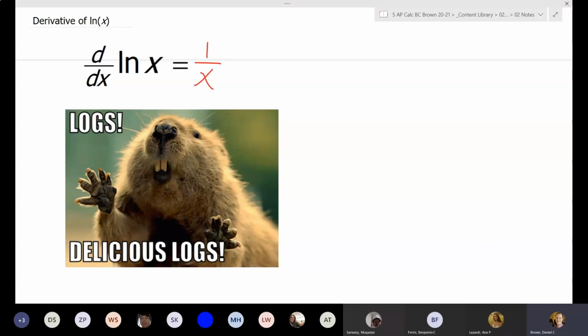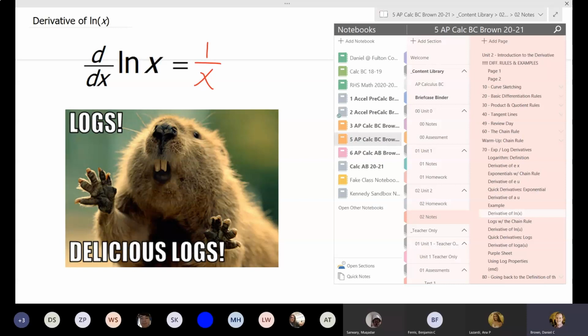So it's kind of a unique one in that the derivative of the function is a different type of function. Like we see the derivative of a trig function is another trig function. The derivative of an exponential is another exponential function. This one, the derivative of a log is actually a rational expression. So the derivative of the natural log of x is 1 over x.